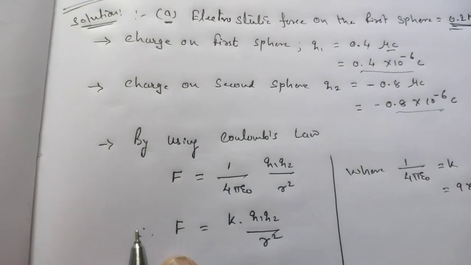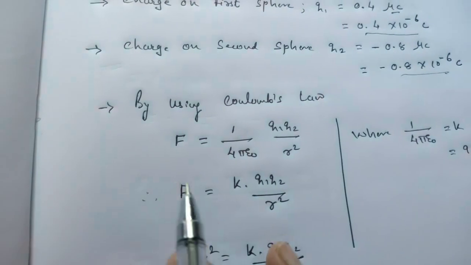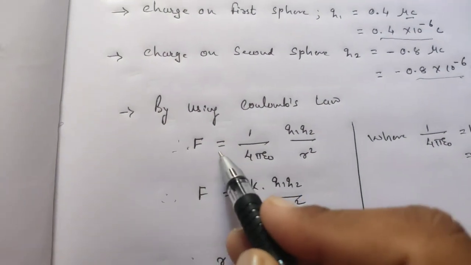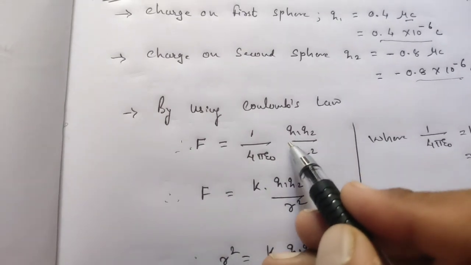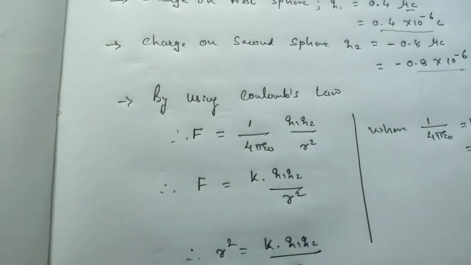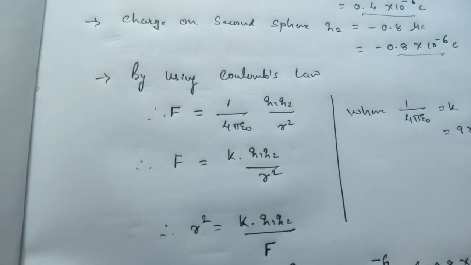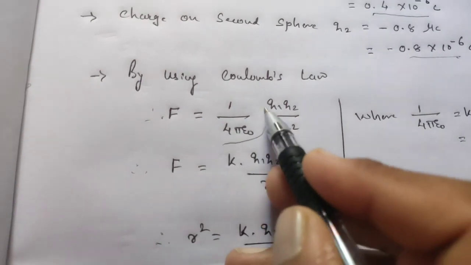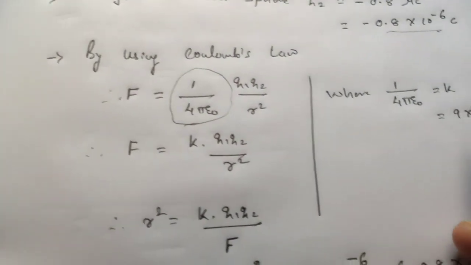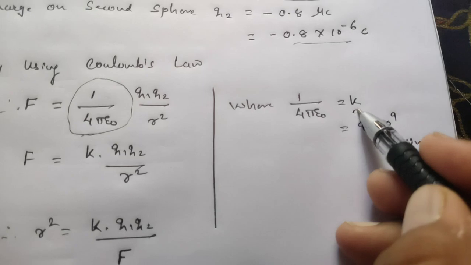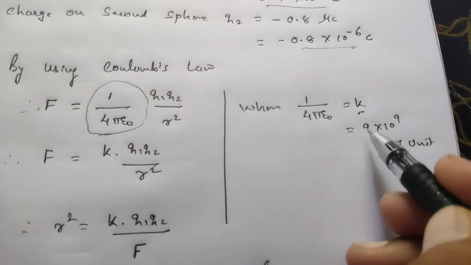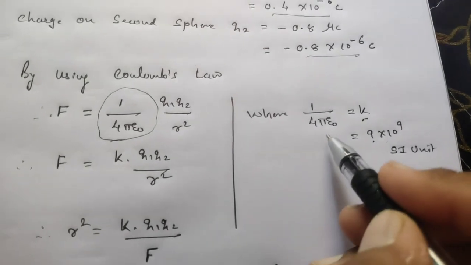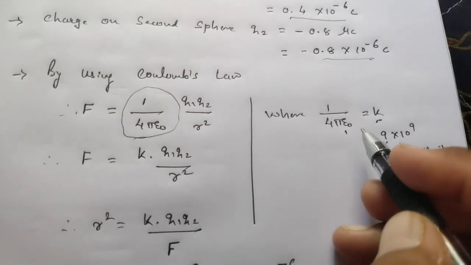Now by using Coulomb's law: Coulomb's law says electrostatic force F equals 1 upon 4 pi epsilon naught into q1 q2 upon r square. Remember, here we have no vector relation, so we go directly for the basic relation. For 1 upon 4 pi epsilon naught, we basically use k as the proportionality constant, and its value is 9 into 10 raised to 9 in SI units, where epsilon naught stands for the permittivity of free space.